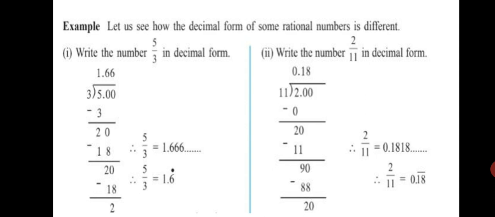Okay, let's have a look at another example. Write the number 2 upon 11 in decimal form. Now 2 divided by 11, we cannot divide 2 by 11, so we take a 0 first. 11 zeros are 0, 2 comes down. Now there is a decimal point, so after 0 in the quotient, we put a decimal point and we carry on further. 11 ones are 11, 9 is the remainder, 0 comes down. 11 8s are 88, 2 comes down and you take a 0, you get 20.